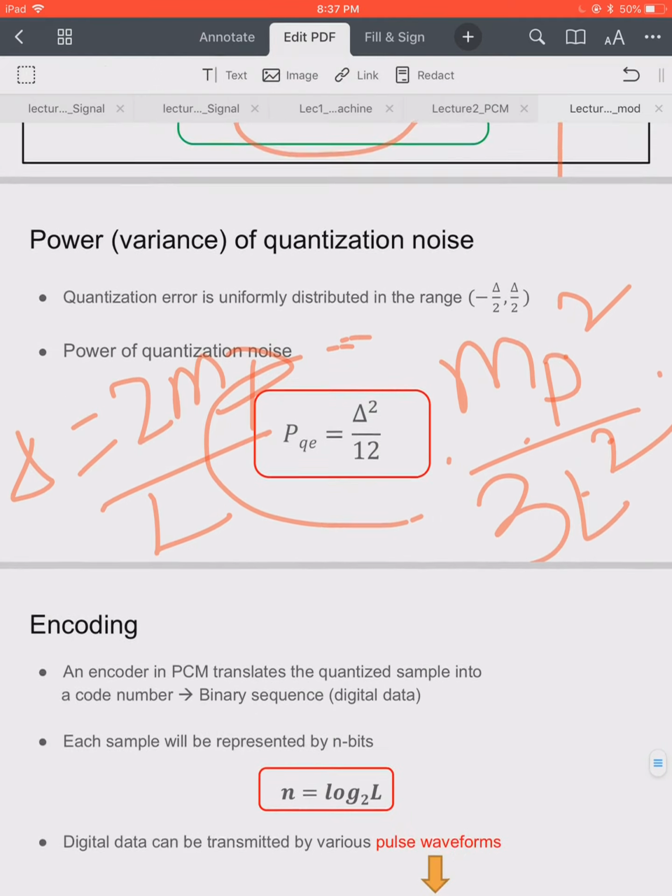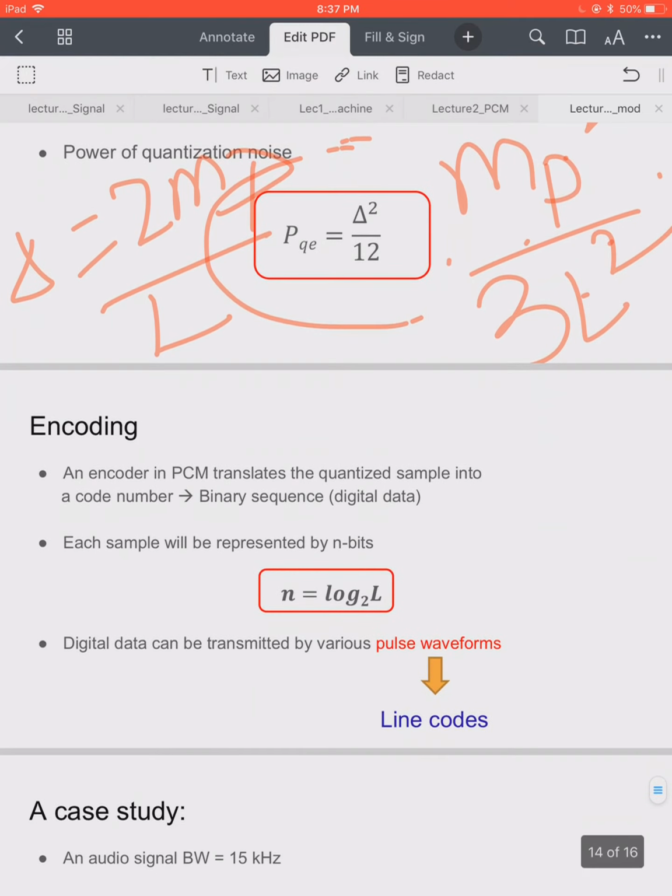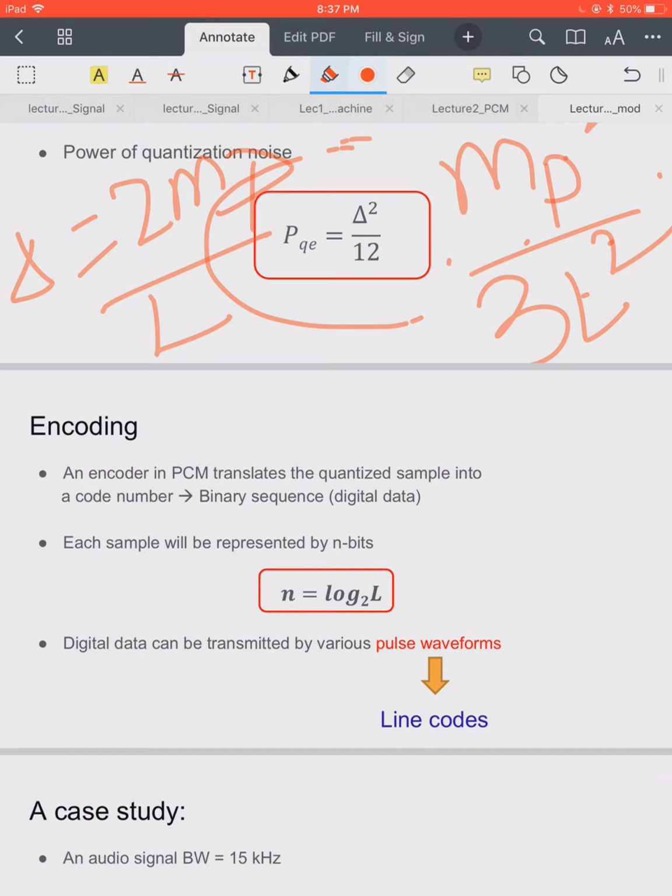So the next process in the pipeline is the encoding process. Now you have the discretized level. Our task is to use the encoder, which can translate this quantized sample into a binary sequence, right? A binary sequence will be produced from this quantized level, and each sample will be represented by n bits, where n is determined by the number of levels. So n will be log of L to the base 2.